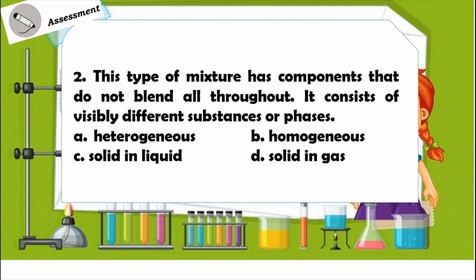Number 2, next. This type of mixture has components that do not blend all throughout. It consists of visible different substances or phases. Okay, A, heterogeneous. B, homogeneous. C, solid in liquid. D, solid in gas. The correct answer for this is letter A, heterogeneous.